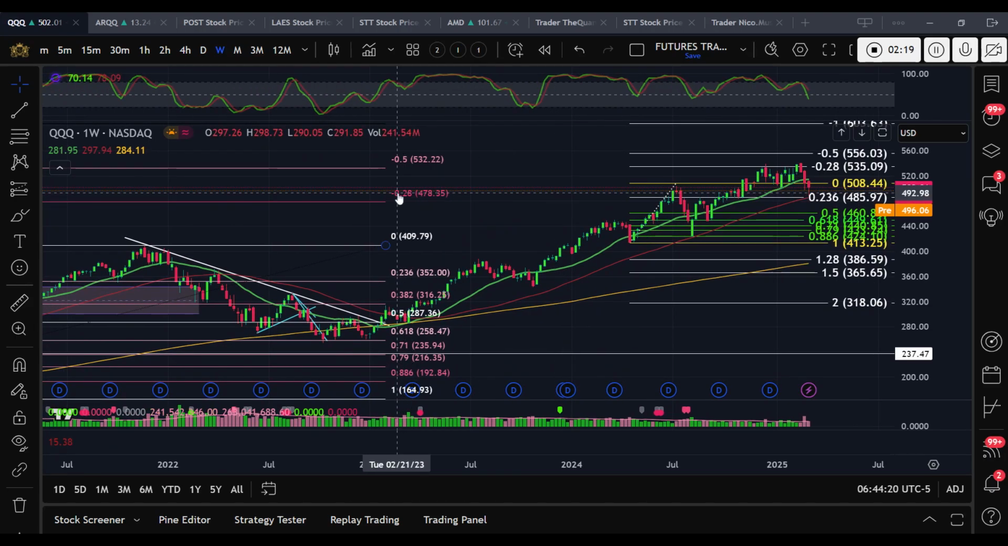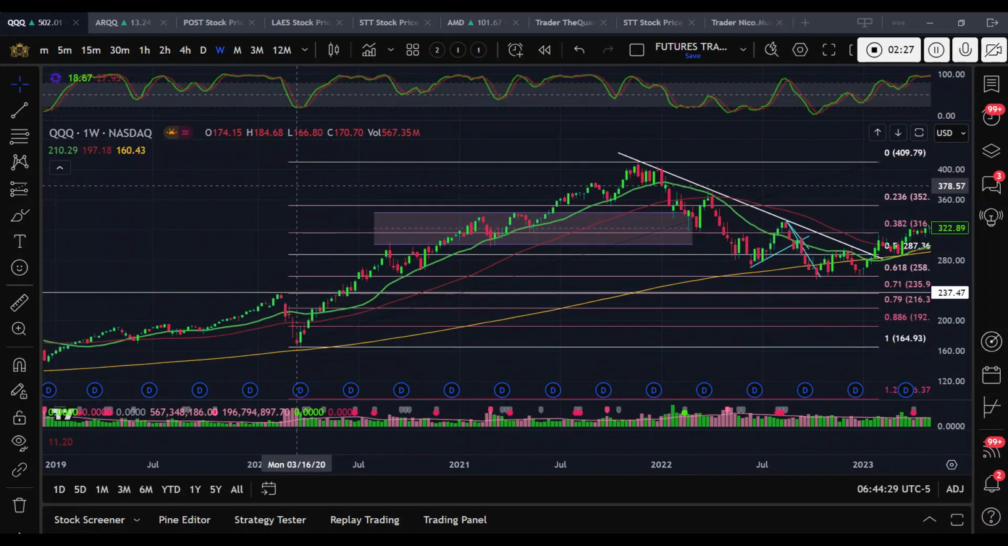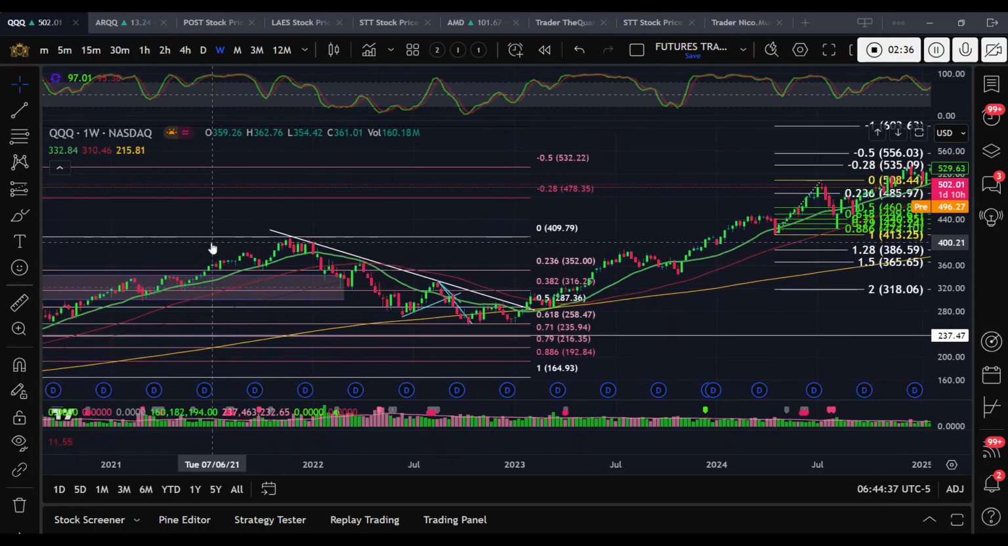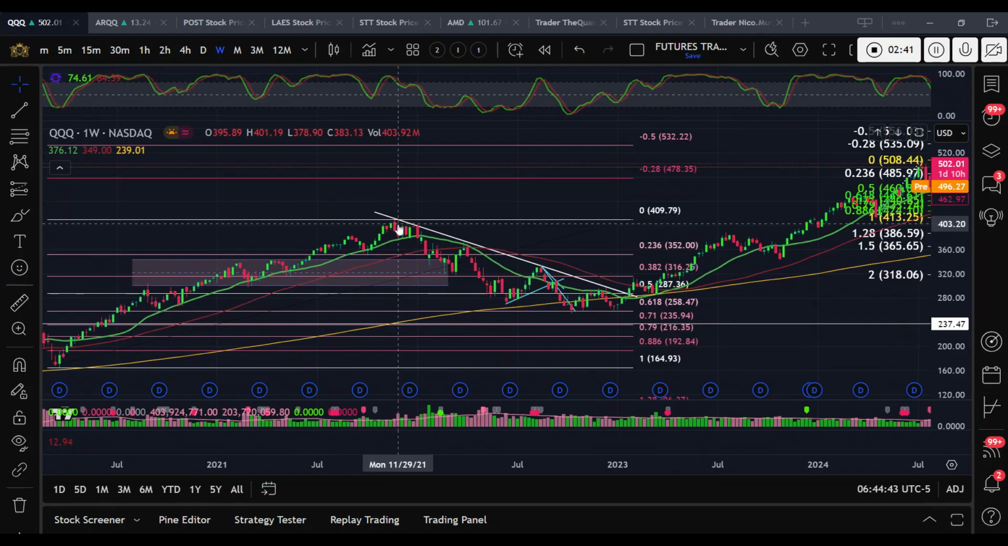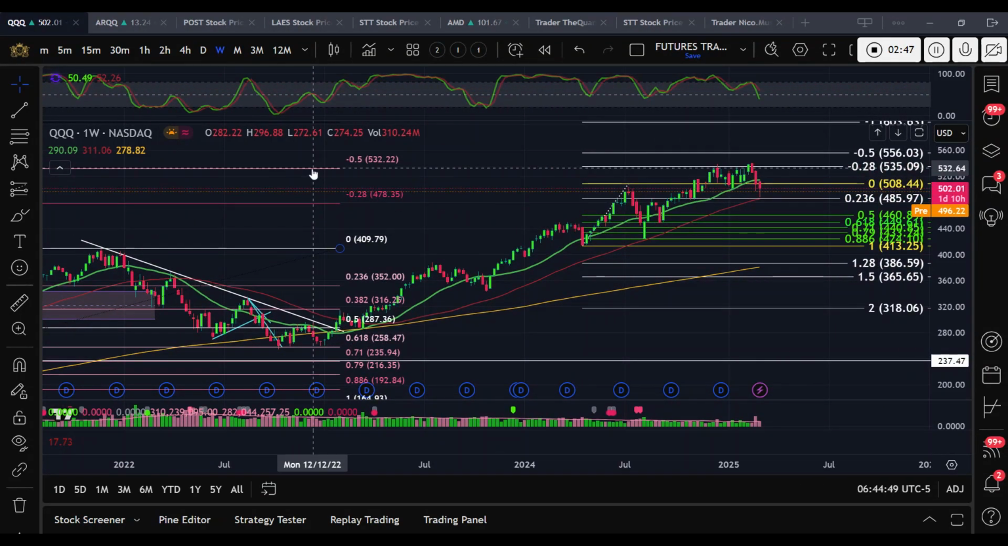These are some really old fibs, I would assume drawn in 2023. Oh no, actually 2021, because this is the high that it's using. So this is a very old Fibonacci. But what you see here is that from this old fib, we've hit the 0.5 level, which is our second profit target. And after that second profit target, we do get a significant retrace.